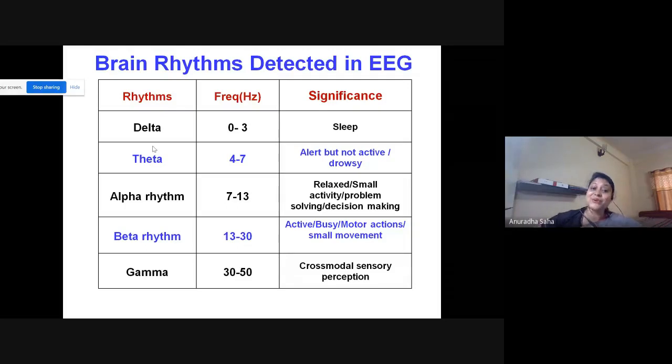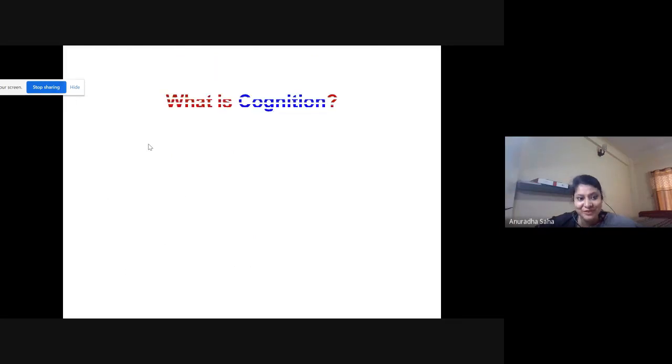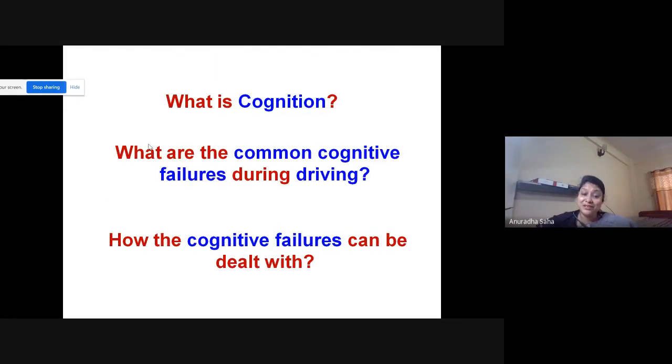So if we are now familiar with the brain rhythms we usually apply, then obviously we are heading to one very important word of today's topic, which is cognition, right? So now we have reached the point where we can talk about cognitive failure detection. Before going to cognitive failure, what is cognition all about?